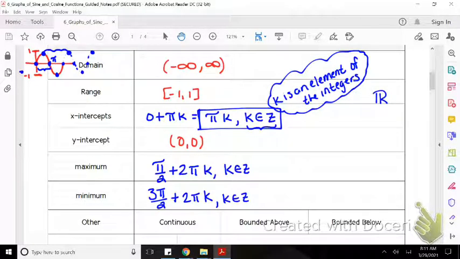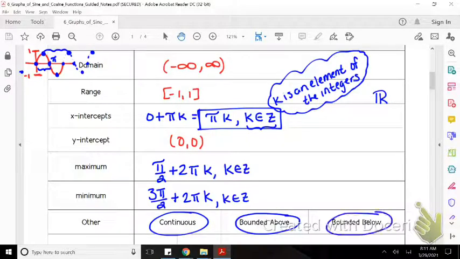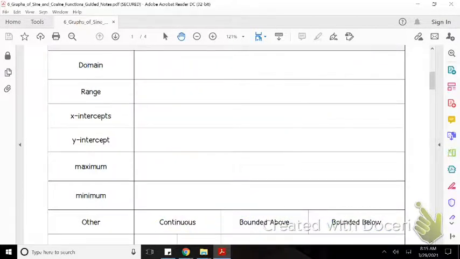Now, is our graph continuous? Does it keep going to the left and right? No holes, no gaps, no jumps? Yes. Is it bounded above? Is there a line that it won't go above? Yeah, it doesn't go above 1. What about bounded below? Doesn't go below 1. Or excuse me, doesn't go below -1.